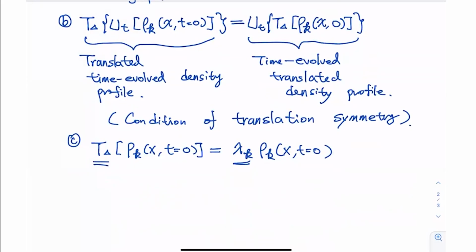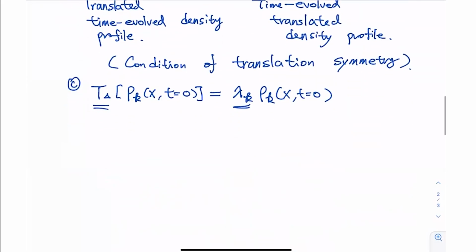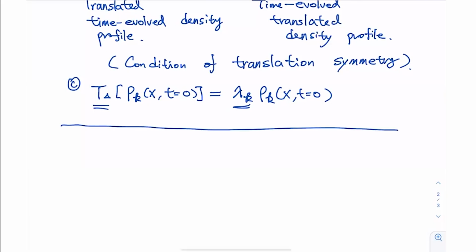So let's see. Let me try to write down the line of argument. At this point, we'll hold for a second about how to derive this lambda k. We'll just assume that we can derive it, and see what kind of benefits we can get from there. So in the most general case, this is basically the definition. Let me just write it down.